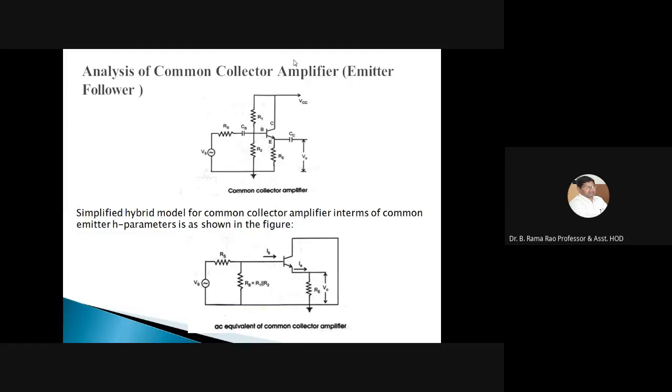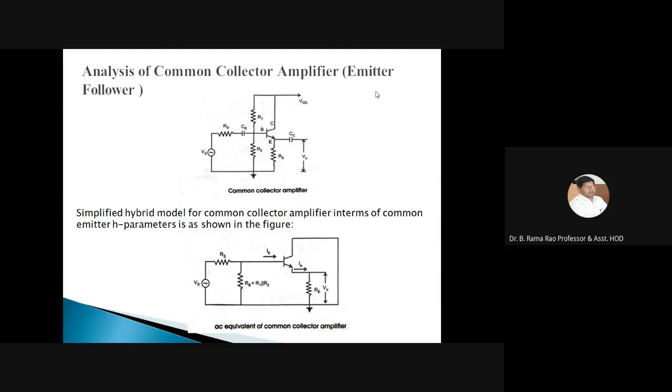The output is taken across the emitter terminal, and that's why it is also known as an emitter follower. The construction is very simple. In this amplifier circuit, the collector base junction acts as input, and the collector emitter junction acts as output. But usually in other amplifiers like CB and CC, the emitter terminal is the input side and the collector terminal is at the output side.